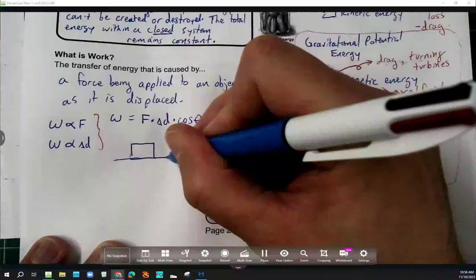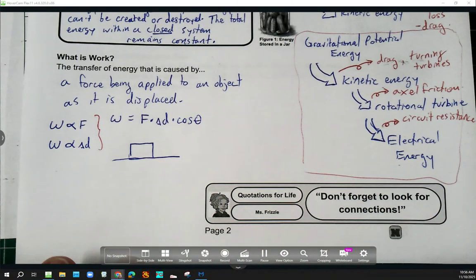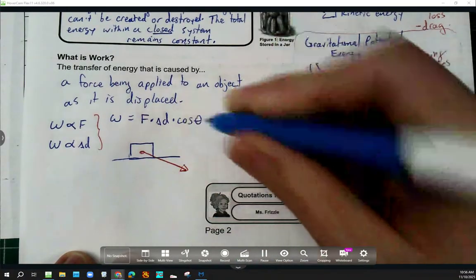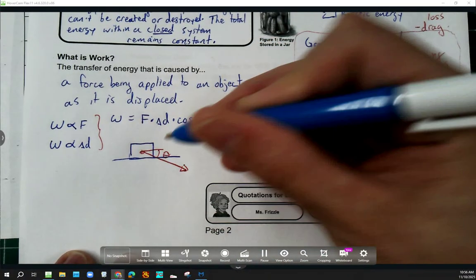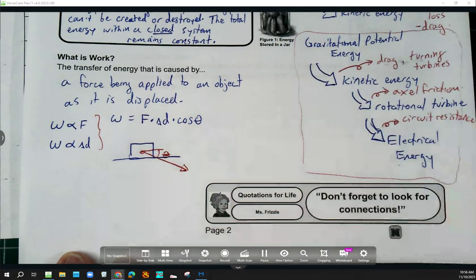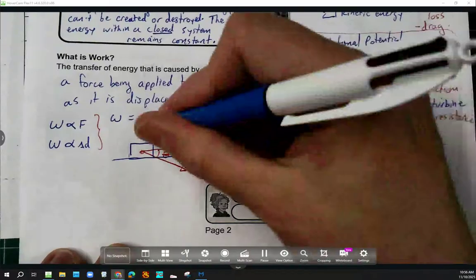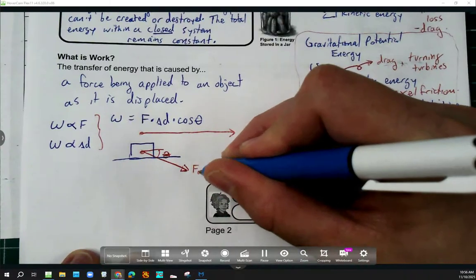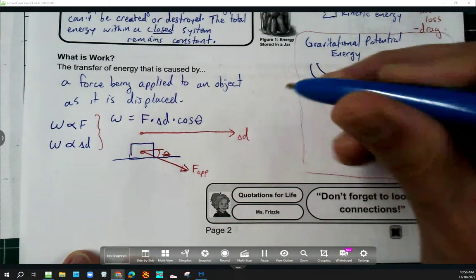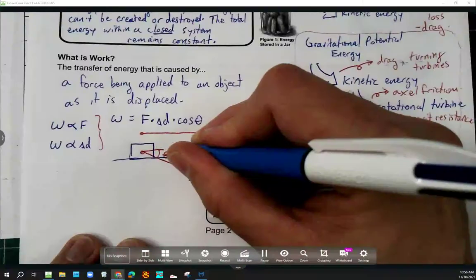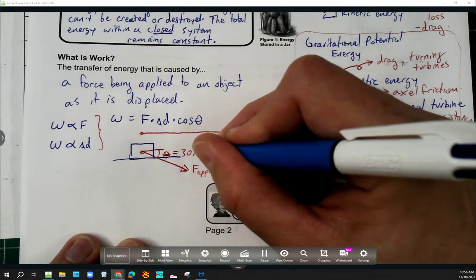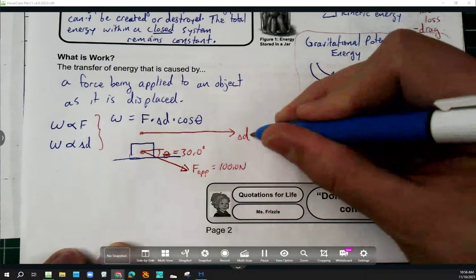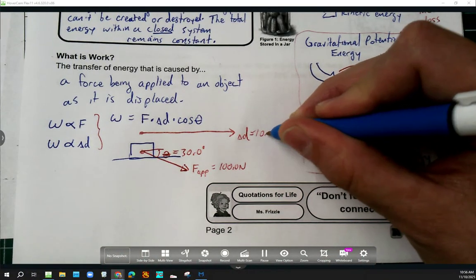We've seen objects sitting on surfaces before, and we've had to apply a force, let's just say, at an angle, theta. And we've also caused that something to slide, a displacement. So we've had an applied force, we've had a displacement. Let's just make up some numbers. Maybe the theta value is 30.0 degrees. Let's just say that we push with a force of 100 newtons. Let's just say that this thing slides 10.0 meters.